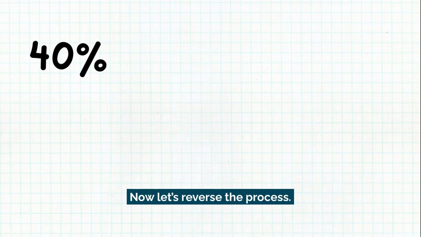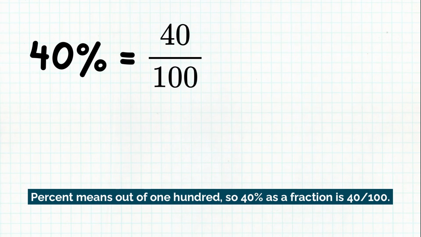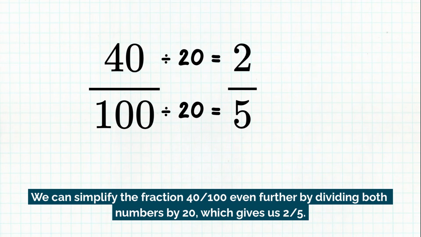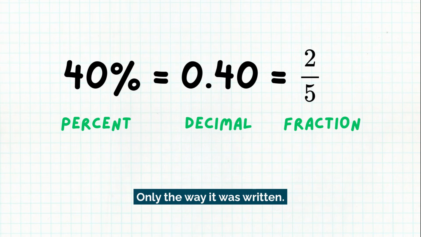Now let's reverse the process. Suppose you start with a percent. 40%. Percent means out of 100. So 40% as a fraction is 40/100. As a decimal, that's 40 divided by 100, which is 0.4. We can simplify the fraction 40/100 even further by dividing both numbers by 20, which gives us 2/5. Again, nothing about the amount changed, only the way it was written.